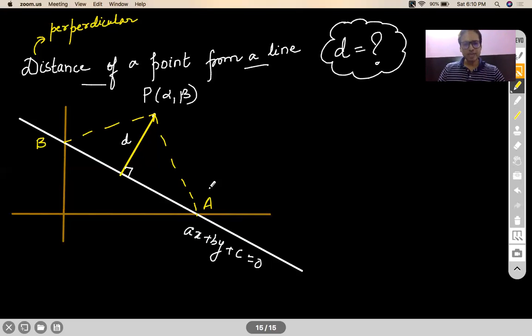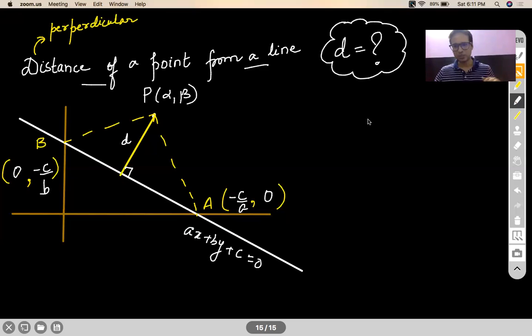Okay, so if I asked you what is the coordinate of A, what would your answer be? Can somebody give me the coordinate of A? And can somebody give me the coordinate of B? Just write A in the chat box and mention the coordinate of A. Something comma 0, something comma 0. Yes, right. So minus C by A comma 0 and 0 comma minus C by B. Absolutely correct. Good. Now, what is the area of the triangle ABP?